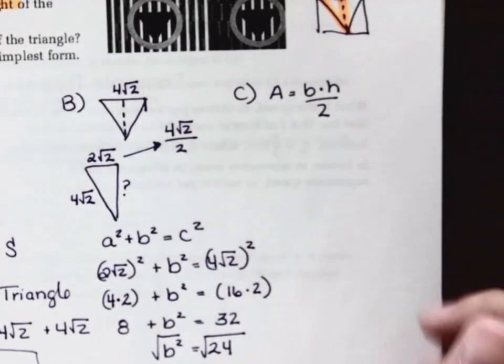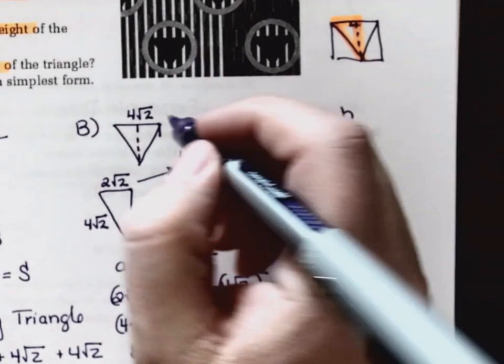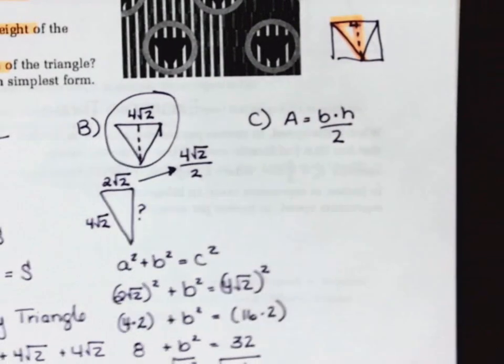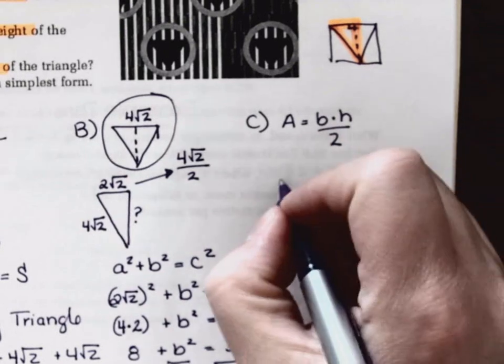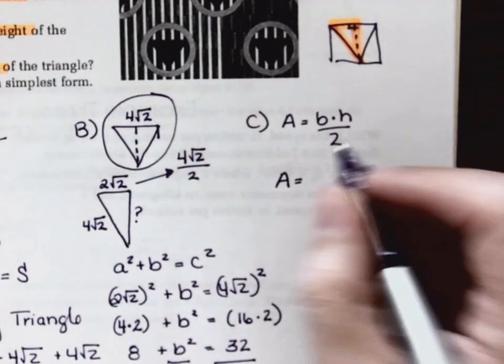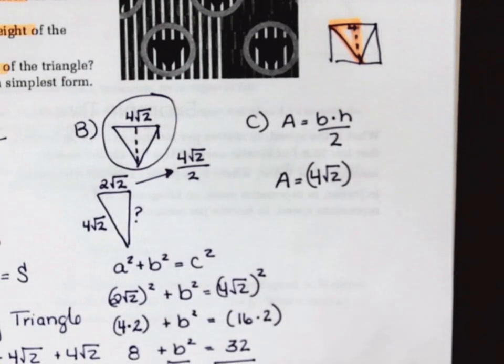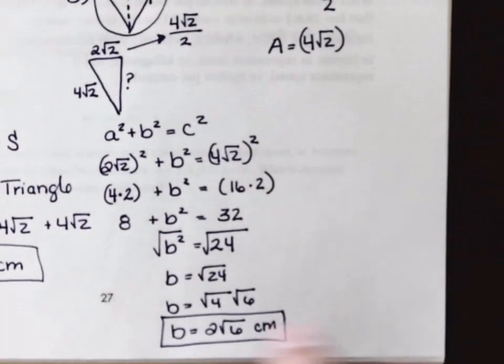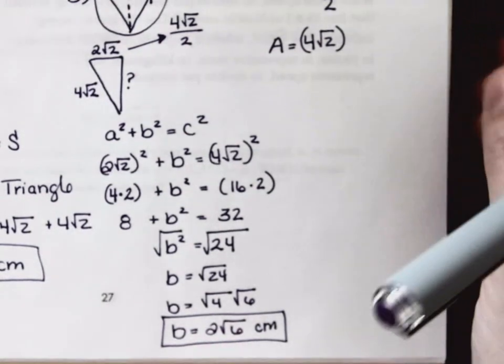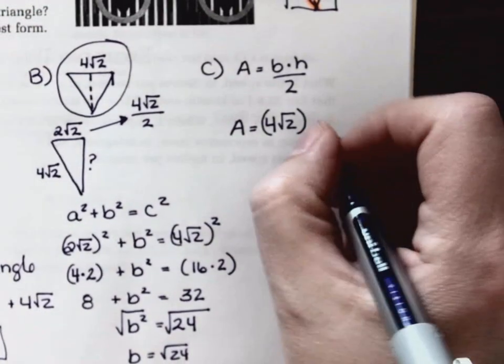So what do we know about our triangle? We're going back to our equilateral triangle. We're going back to this one. So what's our base? 4 root 2. Now what's our height? 2 root 6. It's the one we just found. Anytime we're talking about height, we're talking about that vertical height.